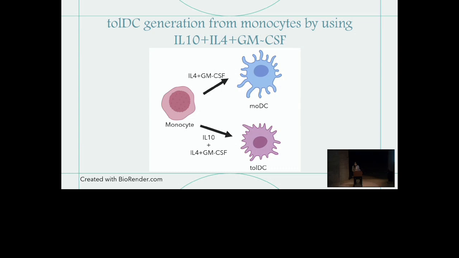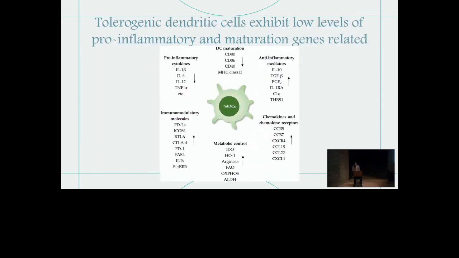There is only one difference between the normal dendritic cell and the tolerogenic dendritic cell, and this is interleukin-10. The tolerogenic dendritic cells have specific markers and characteristics. They are characterized by low levels of pro-inflammatory cytokines and markers for dendritic cell maturation. They have high levels of anti-inflammatory mediators, also chemokines and chemokine receptors, metabolic control, and immunomodulatory molecules.